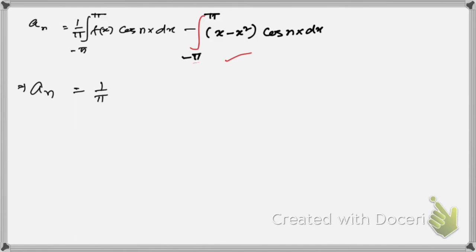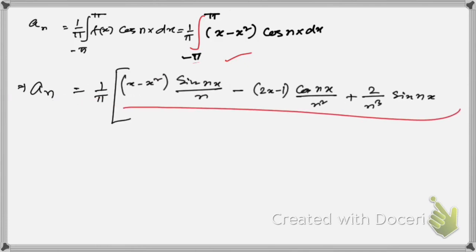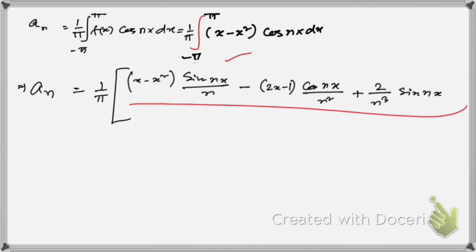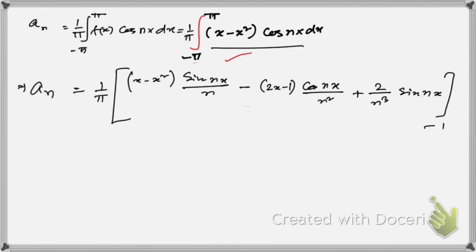and there should be 1 by pi. I forgot to put the 1 by pi here, right? So 1 by pi. So what is the result of the integral we have got? This is the result we have got, integrating by parts. So then let me clean this line. We have to integrate this from minus pi to plus pi. So first, let me put pi. So 1 by pi, pi minus pi square.